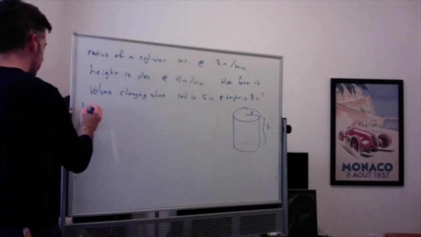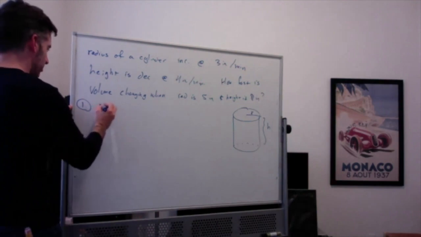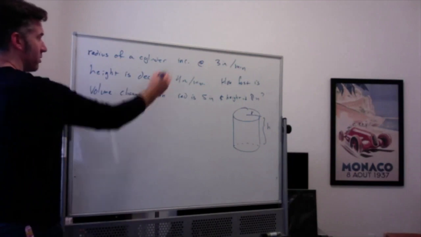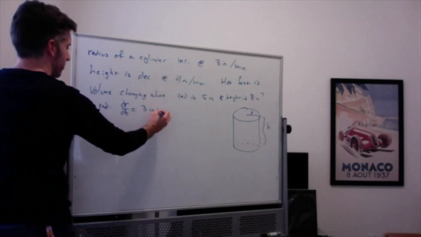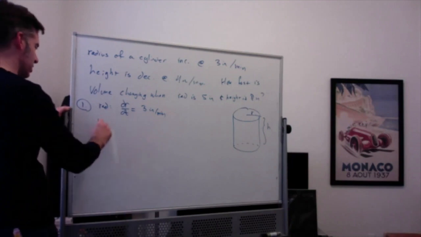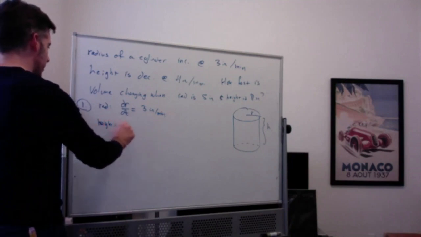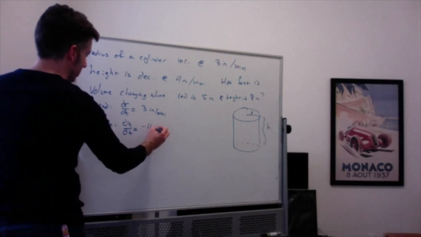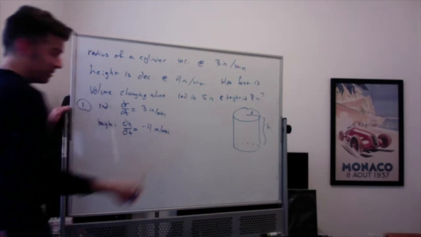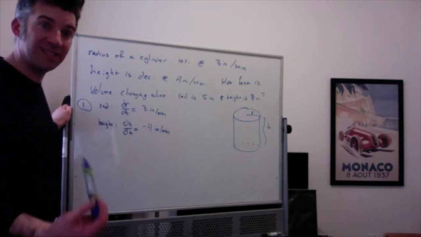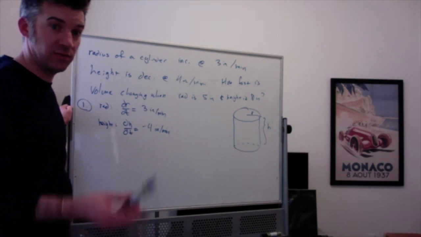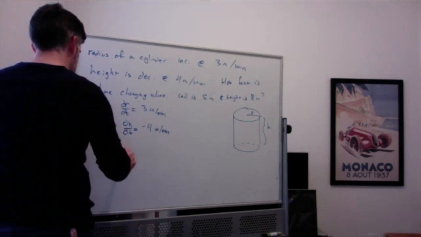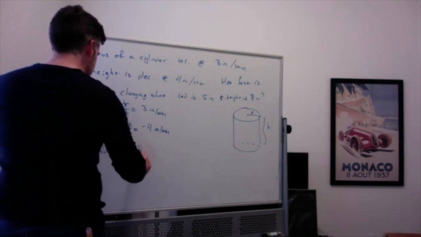So what's changing? Well, the radius is changing. We know that dr dt is equal to 3 inches per minute. What else is changing? Well, the height's changing. We know that dh dt is negative 4 inches per minute. If something is getting smaller, its derivative is negative. Its rate of change is negative. So be aware of that. And finally, volume is what we're trying to figure out how it's changing. So we want to know what dV dt is.